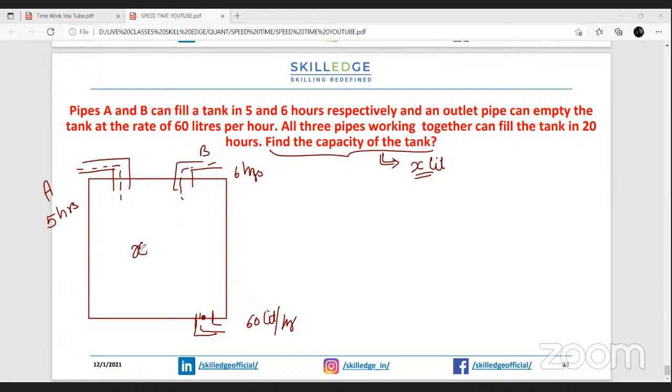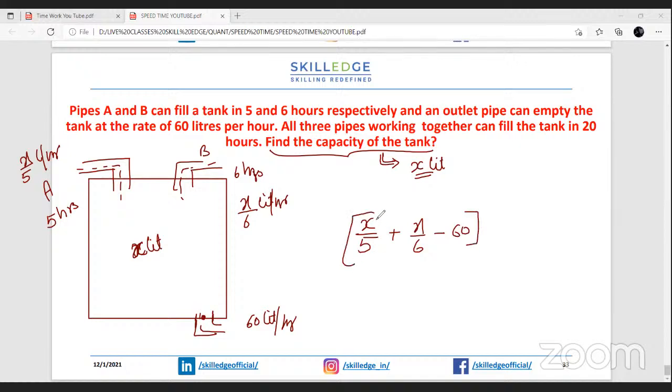मान लो कैपेसिटी आपकी x लीटर्स है। x लीटर्स 5 आवर्स में फिल हो रहा है, मतलब रेट कितना हो गया, x बाय 5 लीटर्स एन आवर। x लीटर्स आपके 6 आवर्स में फिल हो जाते थे, मतलब x बाय 6 लीटर्स एन आवर। अगर दोनों मिलके पानी भरेंगे तो x बाय 5 प्लस x बाय 6, लेकिन साथ साथ 60 से खाली भी हो रहा है, मतलब ओके। So overall filling कितनी हो रही है, these many liters an hour plus these many liters an hour minus these many liters an hour, right?